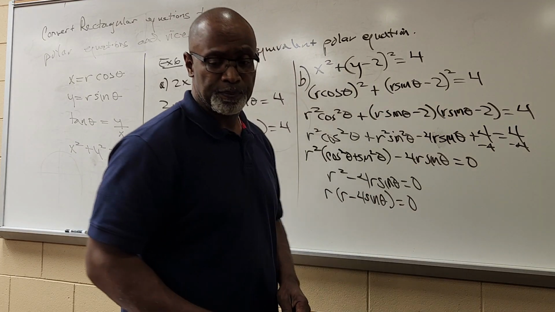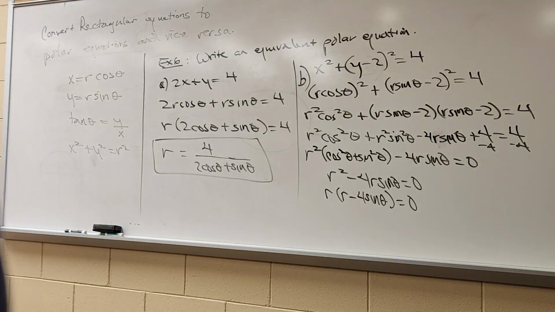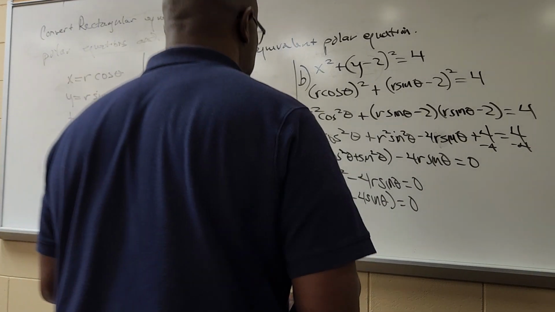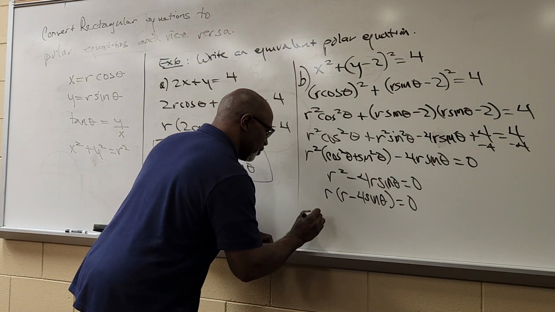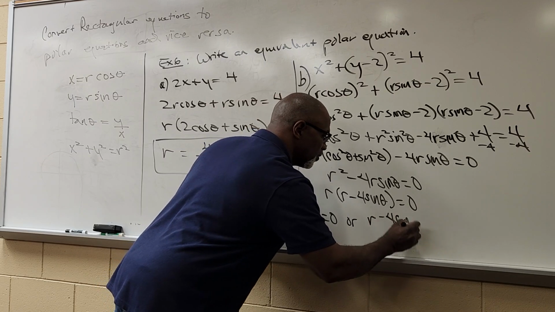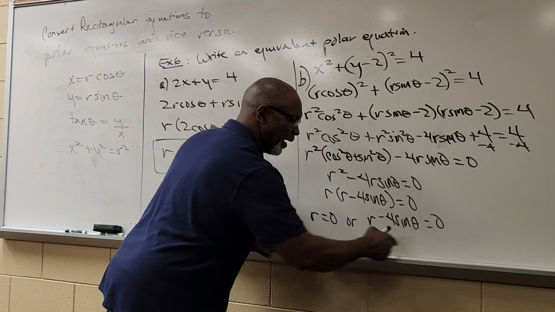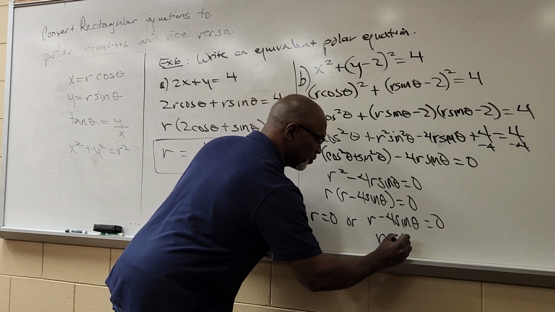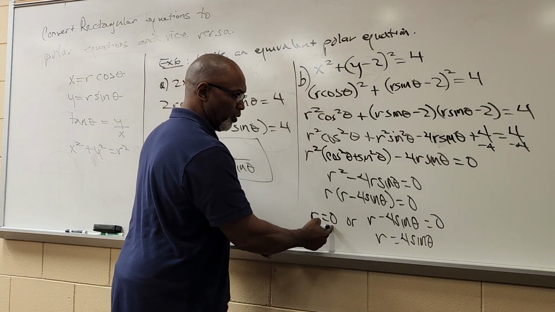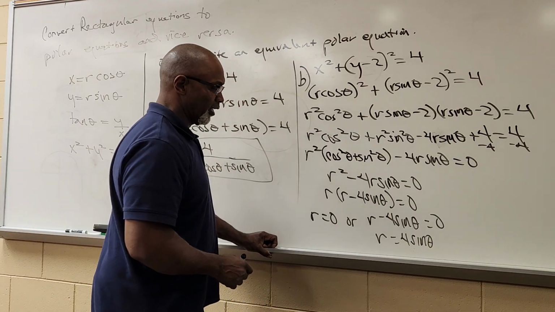And I get that. Okay? If I factor the r out, I get that. And so I've got a product equal to 0. So either this one equals 0 or this one equals 0. Adding sine theta means that this one equals 4 sine theta. So I get two solutions, either r equals 0 or r equals 4 sine theta.